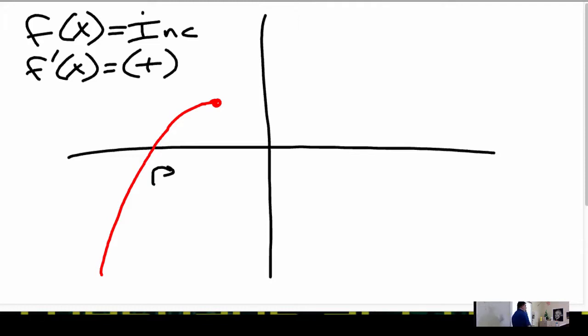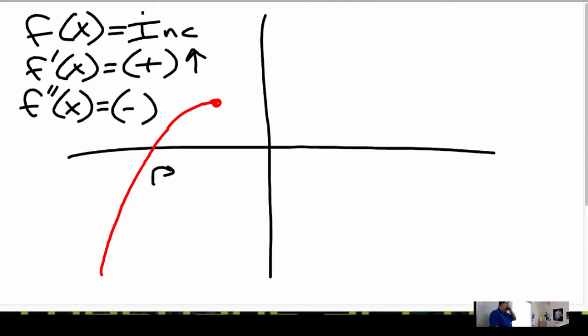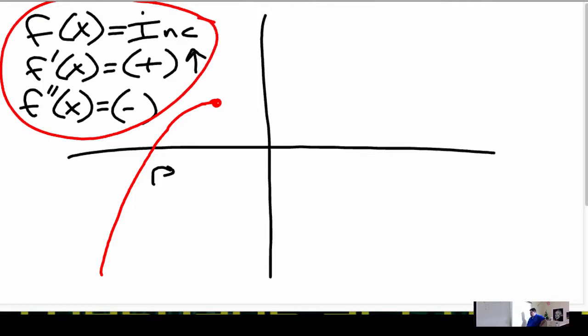However, if you look at how it curls, it's curling down. So that means concave down. So we're going to draw these little symbols. That means increasing. Now if it's concave down, what does that mean? That means that f double prime is negative. So if we look at the red portion of f of x, that's what all that stuff means.